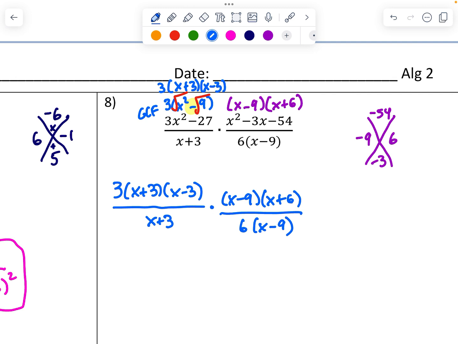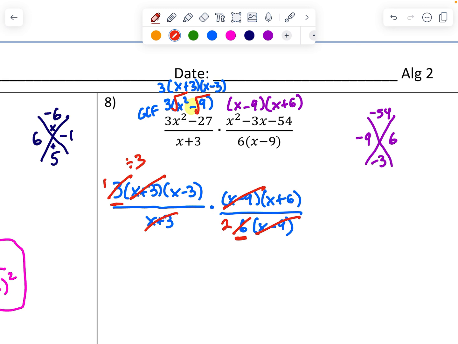All right, so we're comparing the tops and the bottoms to see what we could simplify. So x plus 3 can go. X minus 9 can go. And then I have this 3 and 6 hanging out on the outside. So we know that we can simplify 3 and 6 because they're both divisible by 3. So 3 divided by 3 is a 1, which could be invisible. And 6 divided by 3 is a 2.